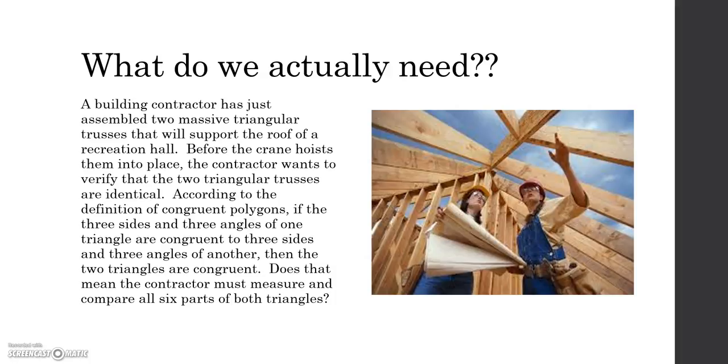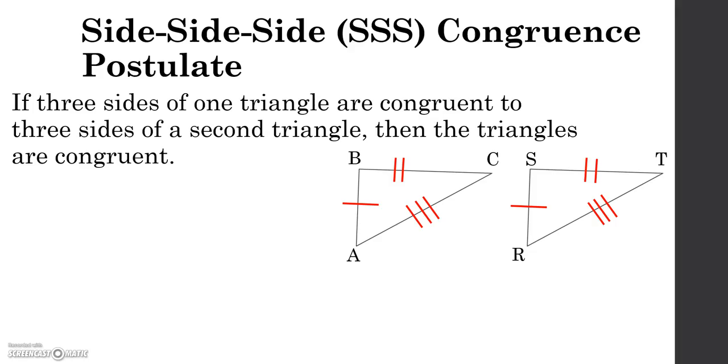And so as mathematicians, we are always nice and lazy. We would prefer not to show every single thing. And so what we have done is created a couple of theorems to show enough information that will show that the two triangles are going to be congruent. So what that means is we don't have to show every single side is the same and every single angle is the same. So the very first one we have is called the side-side-side congruence postulate.